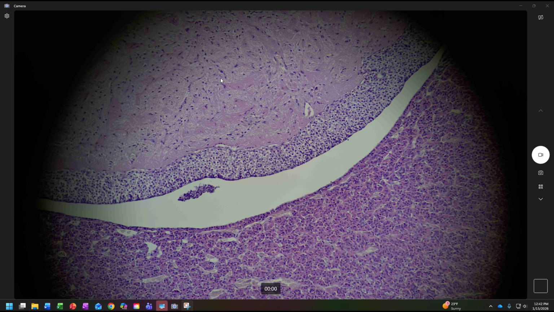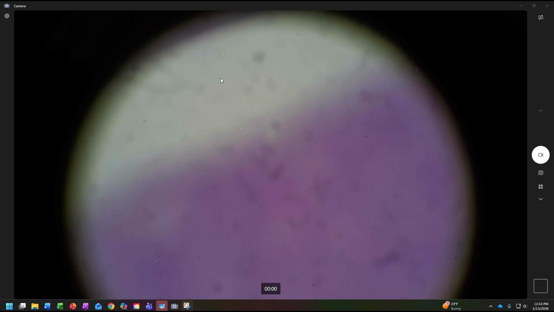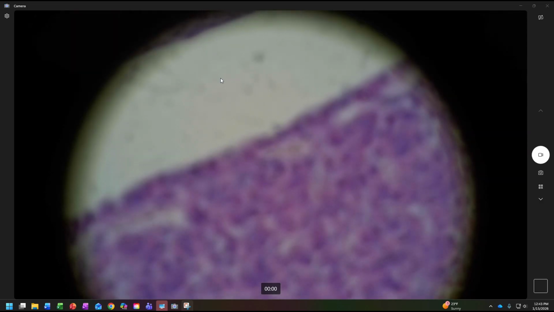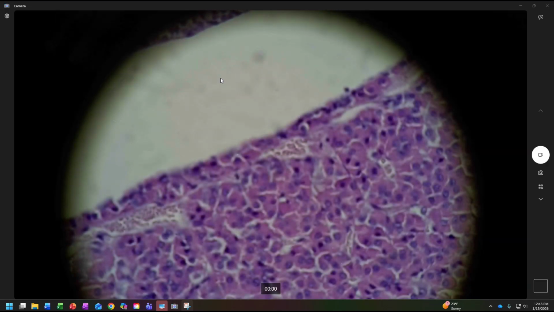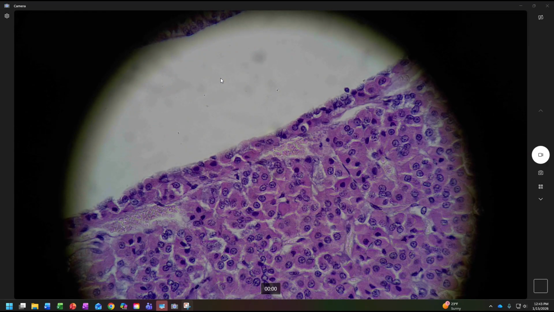Just to complete it out, and I don't imagine we would see something like this on an exam or anything, let's look at it under this. So that version we just looked at was 100x. This is 400x. I think it's just kind of neat to see what's going on here.